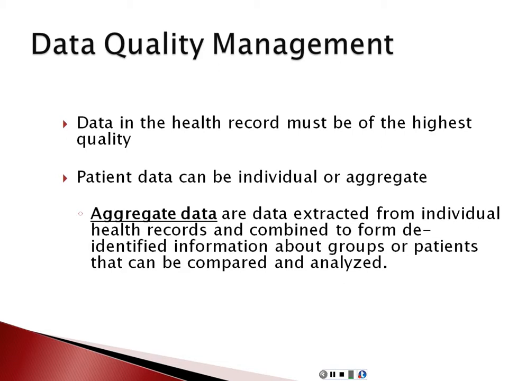Aggregate data are data that are extracted from those individual records, and then they're combined. They'll be de-identified, meaning you don't care who the person is as much as you're looking at the overall picture and the numbers. And so that information can then be grouped together for comparison and for analysis, and that's all that aggregate data are. Data that are taken from individual sources and then combined to be analyzed.